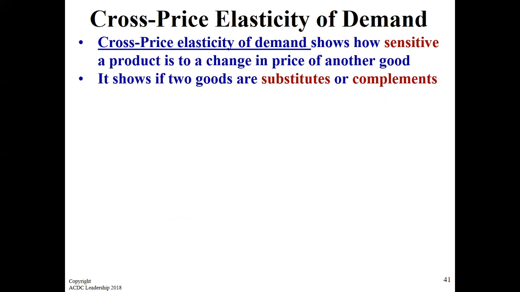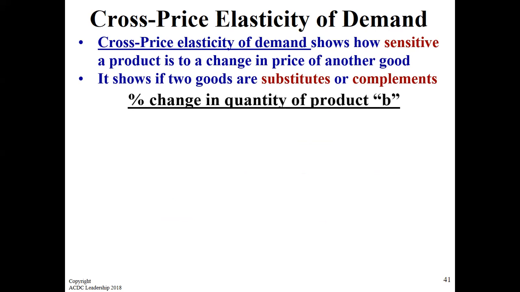Now I'm going to give you the formula. It's the percentage change in quantity of product B over the percentage change in price of product A. Students ask me, how do I know which one's B and A? It doesn't matter, as long as you're doing the change in quantity of one over the change in price of the other.